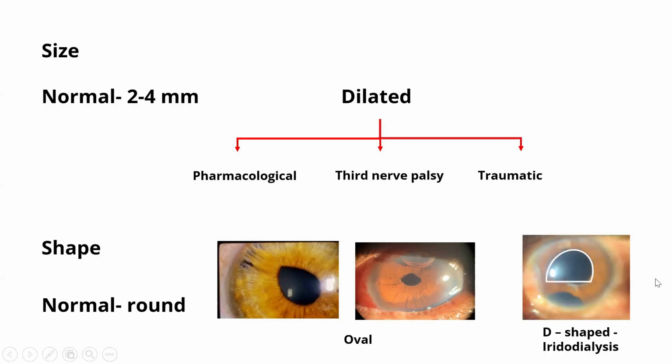So if you draw a line, it is straight and it is D shape. This is usually seen in iridodialysis, when there is detachment of the iris from the root. That part of the pupil becomes straight, and the remaining part is regular and curved. But the area where the iris is detached from its root becomes straight. This is very typical. You call it a D-shaped pupil. When you see a D-shaped pupil, you have to look for iridodialysis on the side where the pupil is straight.